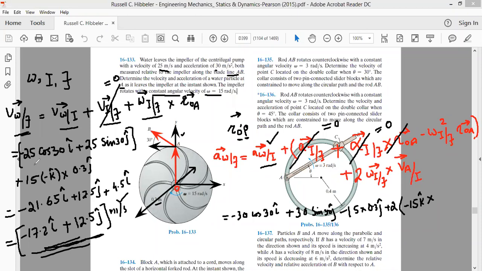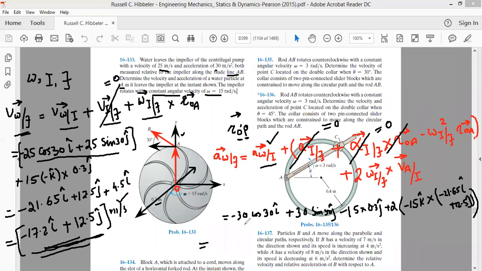Velocity of A with respect to impeller is minus 25 cos 30 i cap plus 25 sin 30 j cap. That is minus 21.65 i cap, and 25 sin 30 is equal to 12.5 j cap. So that is minus 21.65 i cap plus 12.5 j cap.